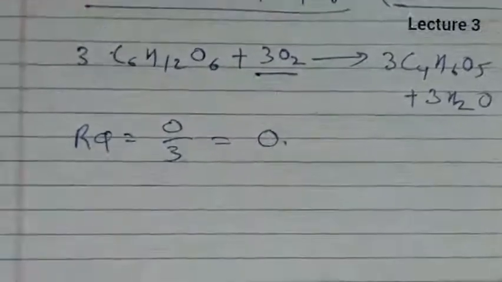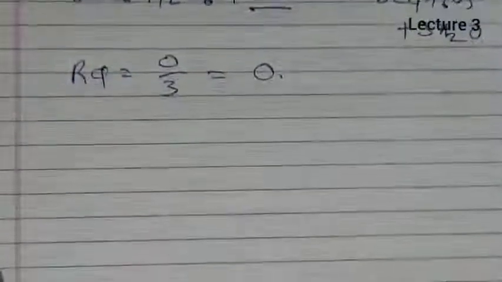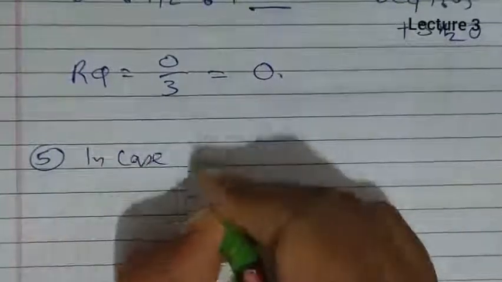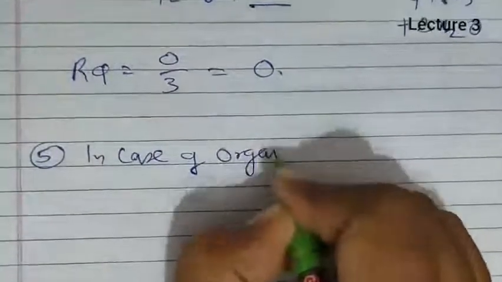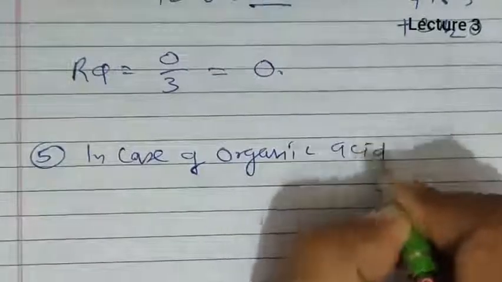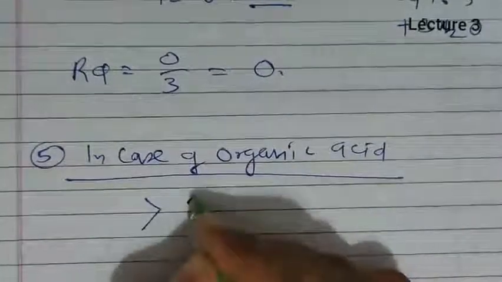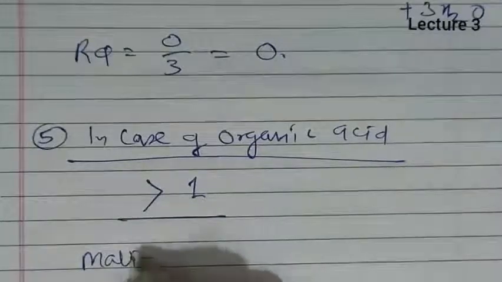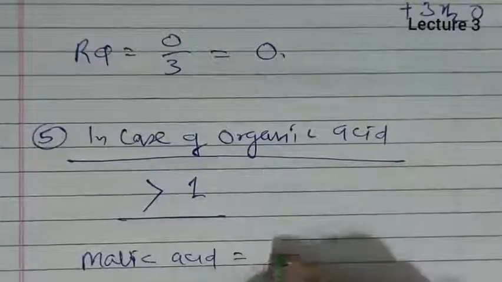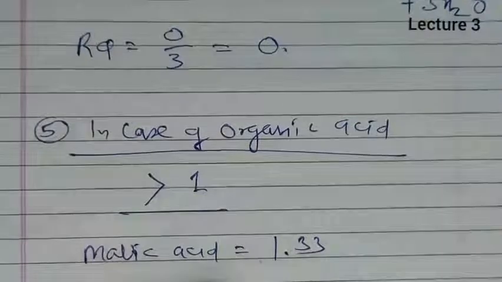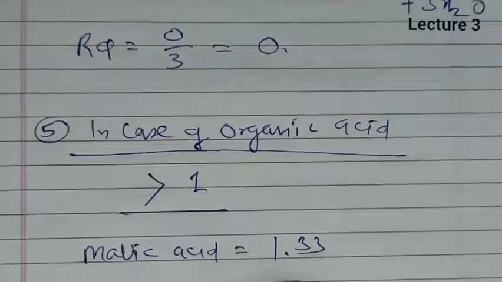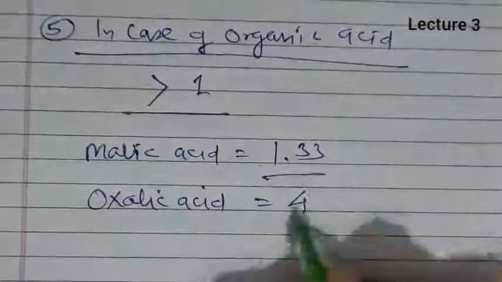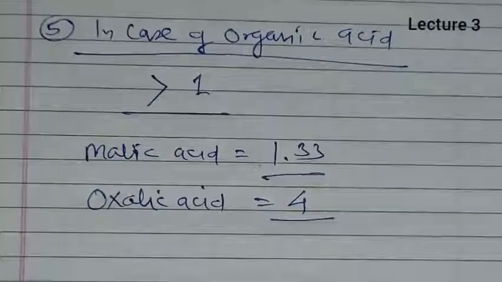Okay. And next, fifth, we consider the case of organic acid. In the case of organic acid it is greater than 1, and for malic acid it is 1.33, and for oxalic acid it is highest, that is 4. So these are the RQ values for different organic acids.